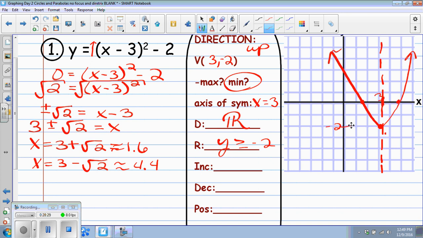So, x greater than 3. That's where my values of y are increasing. So it's increasing, x greater than 3. We don't say equal to 3 because at 3 it's neither increasing or decreasing. Where it stops is where it changes. So, decreasing, x less than 3. So, all on this side is where it's decreasing. X less than 3.